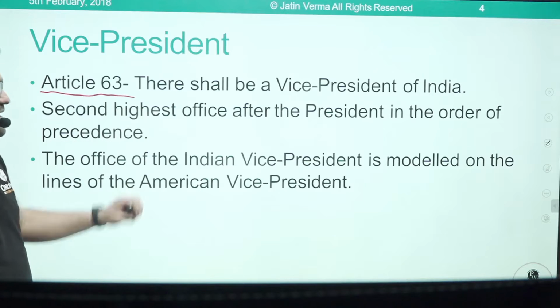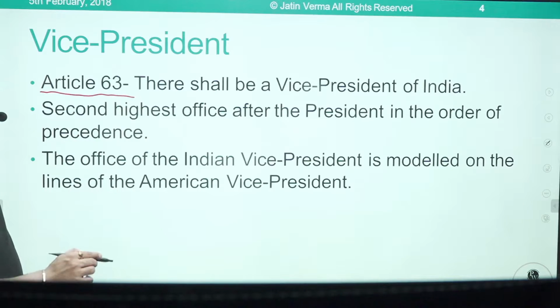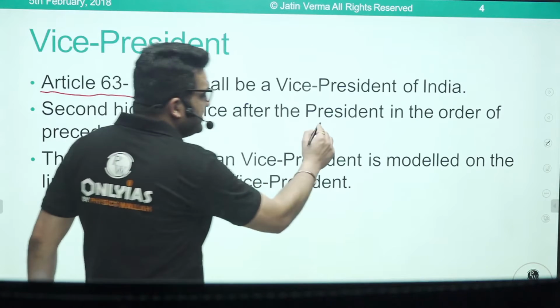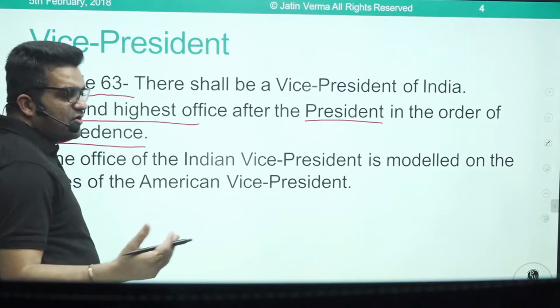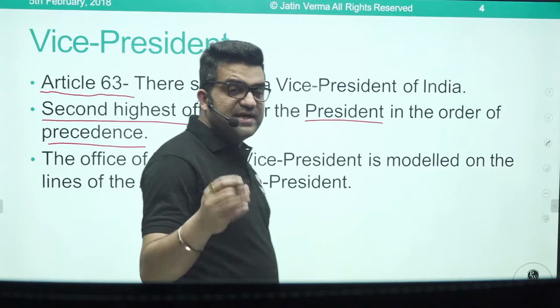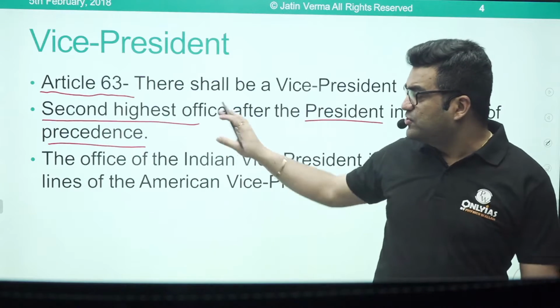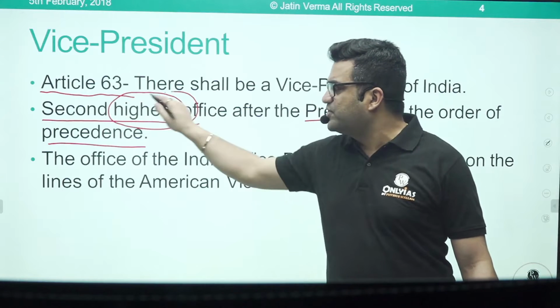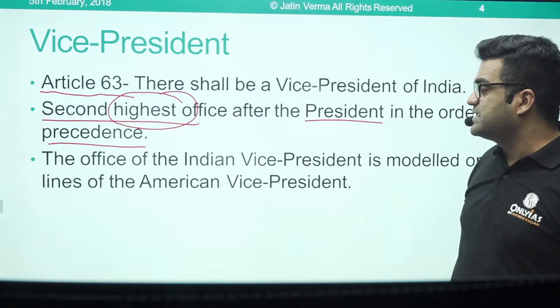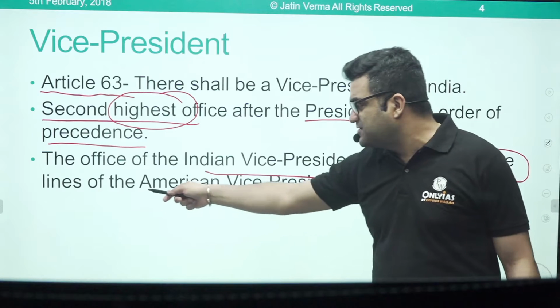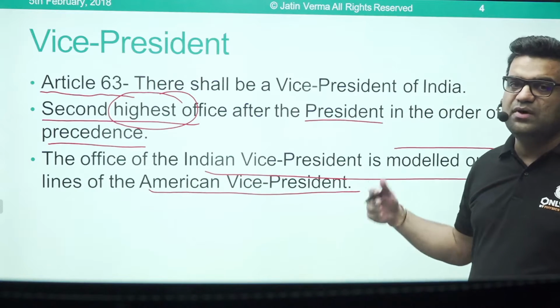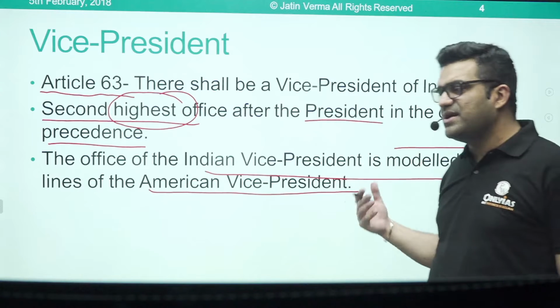Article 63: there shall be a vice president of India, the second highest office after the president in the order of precedence. The schedule of offices is given in Schedule 1, 2, 3, etc. As per the protocol, it is the second highest office. The office of the Indian vice president is modeled on the lines of the American vice president. Sometimes these simple questions are also put in the prelims.